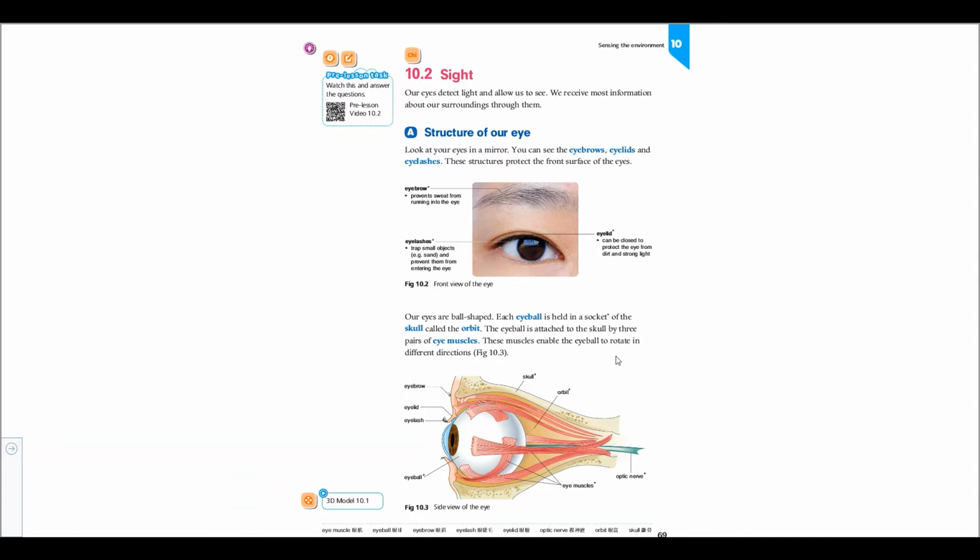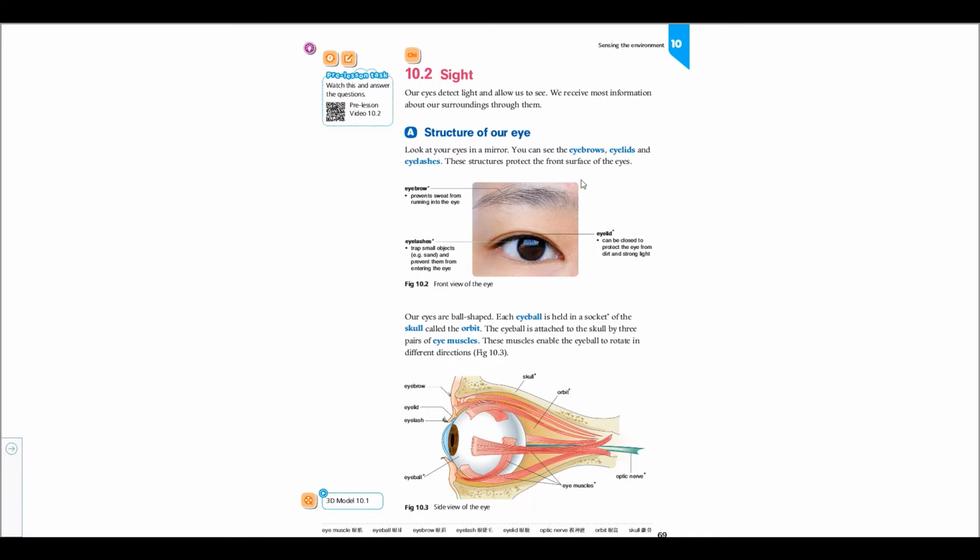So first we have to learn the structure of the eyes. It will be a bit difficult because there are a lot of new terms for you, a lot of new words, but please remember how to spell them and which word corresponds to which structure. First, we look at the outer surface. You can't see the inside. The bottom figure shows the inside, where you can't basically see that many structures.